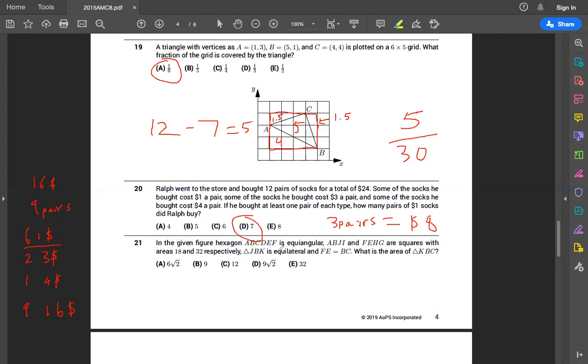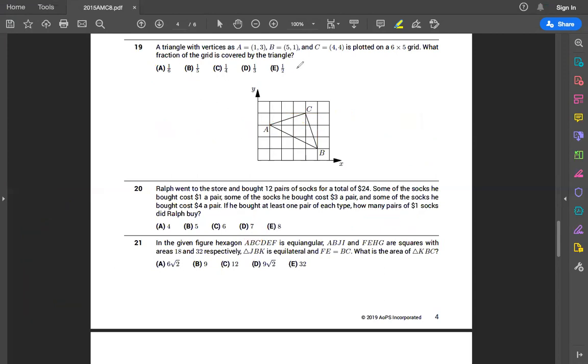Any questions about that problem? Okay, take these down.